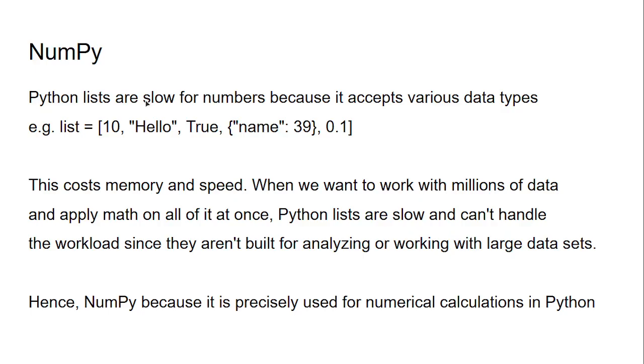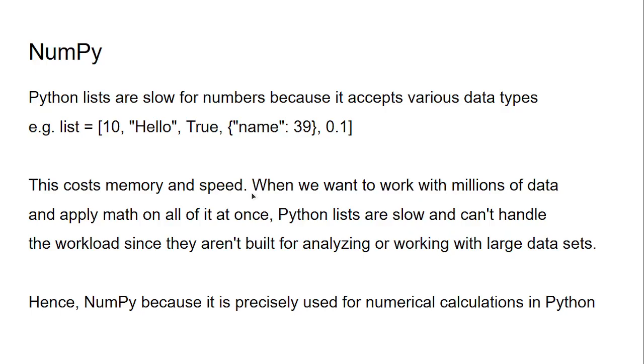Now we are going to be discussing NumPy and Pandas. The reason NumPy was created is that Python lists are very slow for numbers because they accept mixed data types. An example is a list with 10, which is an integer, a string, a boolean, a dictionary, and a float. These various data types point to different locations in memory, and it costs memory and speed.